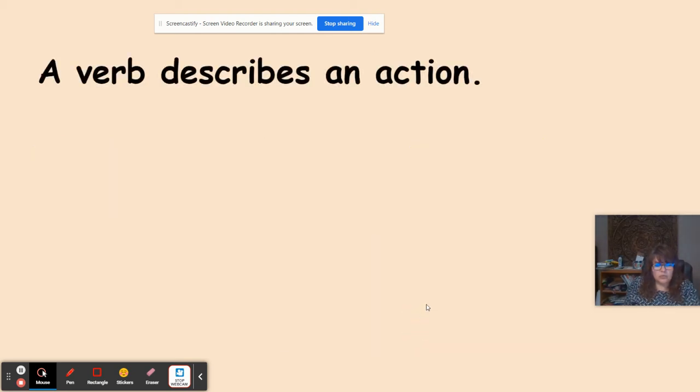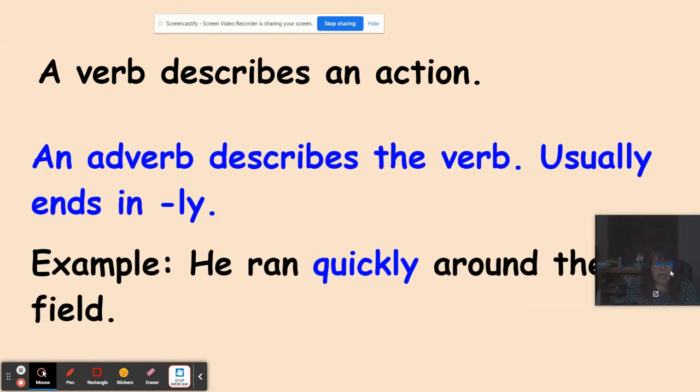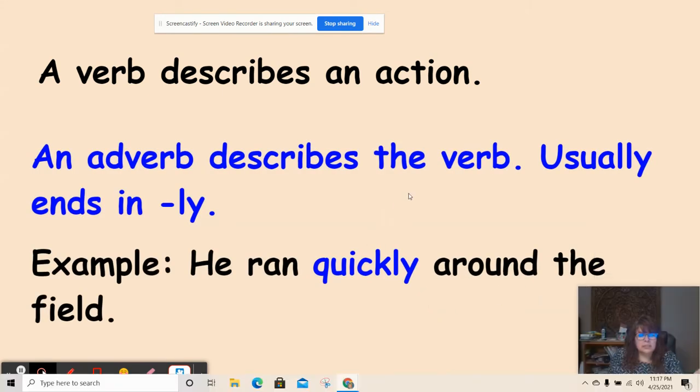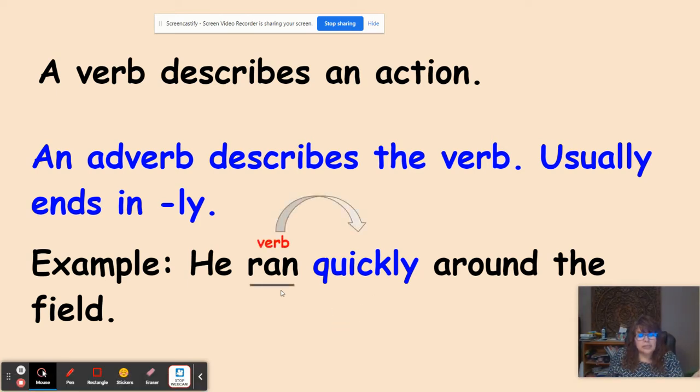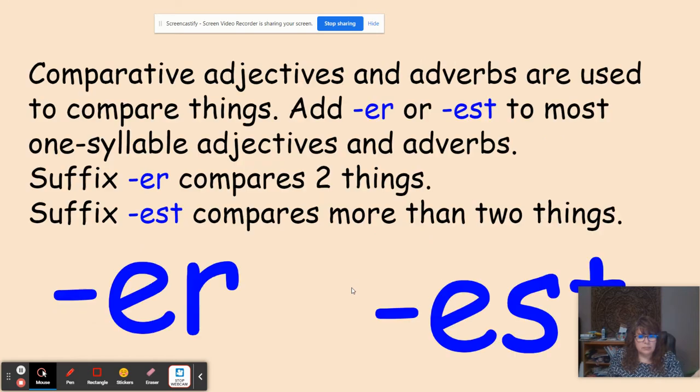Now a verb describes an action. An adverb describes the verb, usually ends in ly. For example, he ran quickly around the field. Ran is the verb, is the action. That's what he's doing. But how did he run? Quickly. So quickly describes the verb. And that quickly is called an adverb.